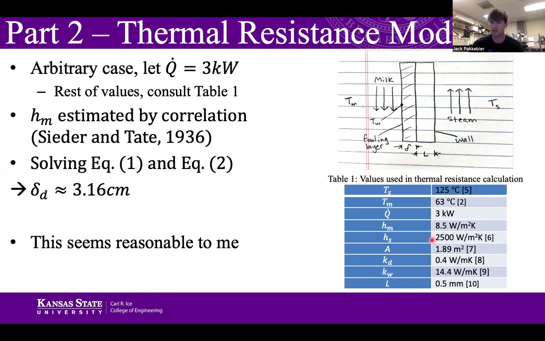I did kind of a ballpark value for the convective heat transfer for the steam, and then some of the other values I took from other literature which worked on pasteurization units. But with those in mind, we have enough information to solve equation 1 and equation 2 on the past slide. This gives us a deposit layer thickness of roughly 3.16 centimeters. And granted, I'm not a PhD in pasteurization, but this seemed reasonable to me.